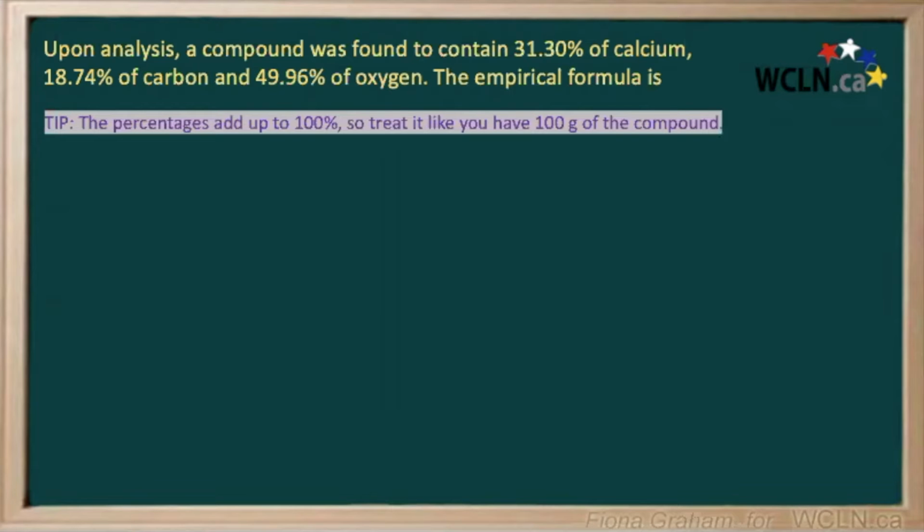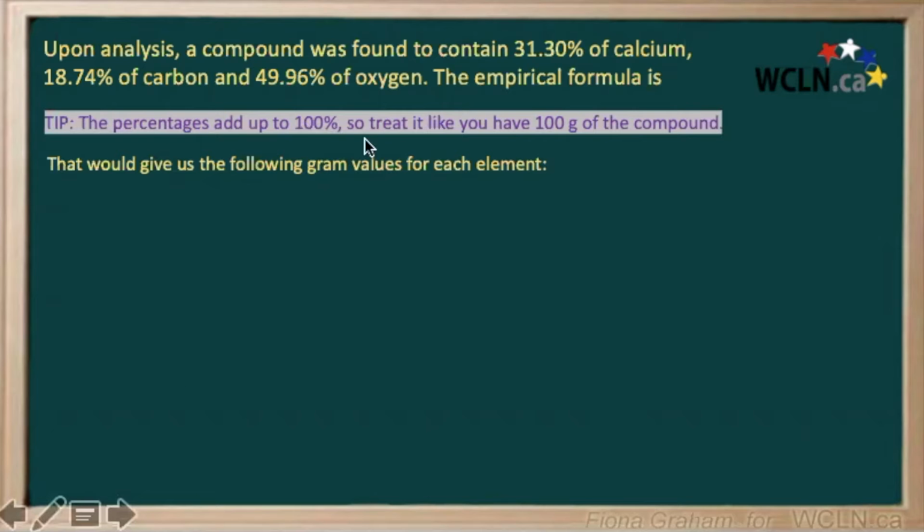So here's a tip. Notice again that these percentages add up to 100%. So let's treat it like we have 100 grams of the compound. Alrighty, so of course, if we are going to treat this like grams, we would have 31.3 grams of calcium, 18.74 grams of carbon, and 49.96 grams of oxygen. All right, so let's see how many moles we have of each of these.